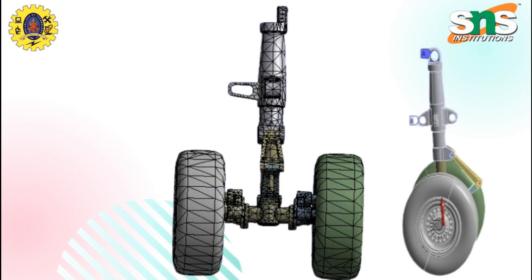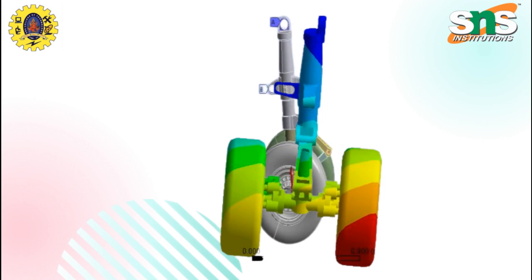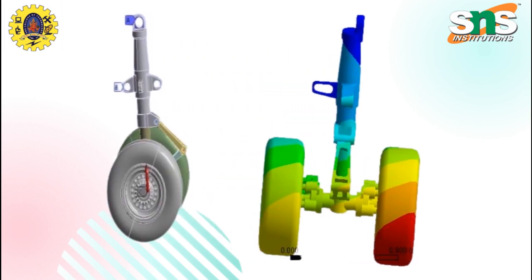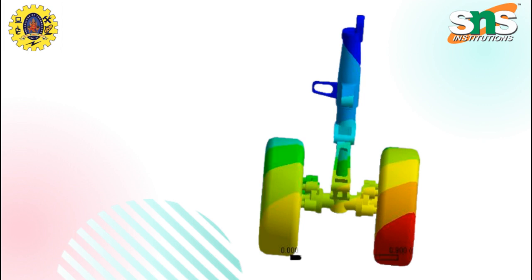Seventh step is solve the equations. The FEA software solves the equations of the finite element method for each element in the mesh and generates a solution for displacement and stresses at each node.